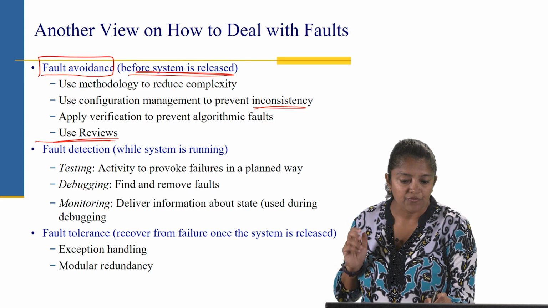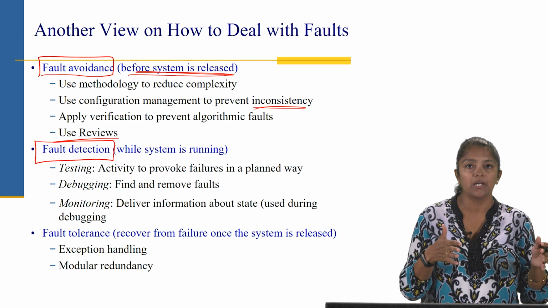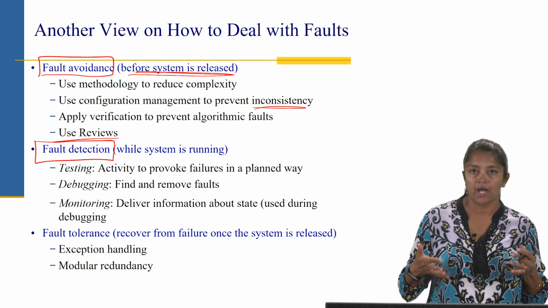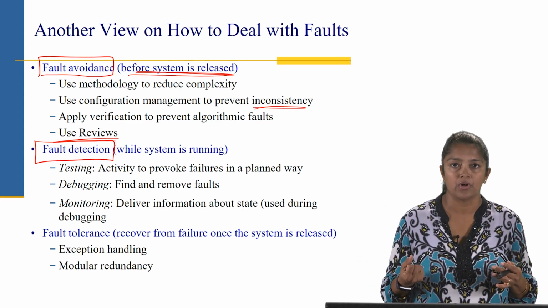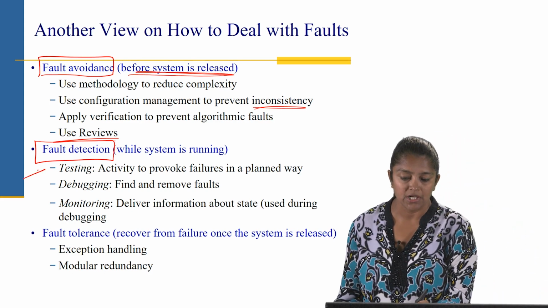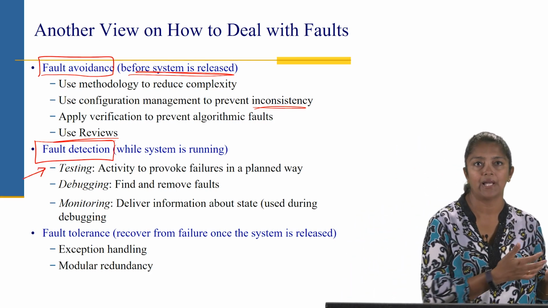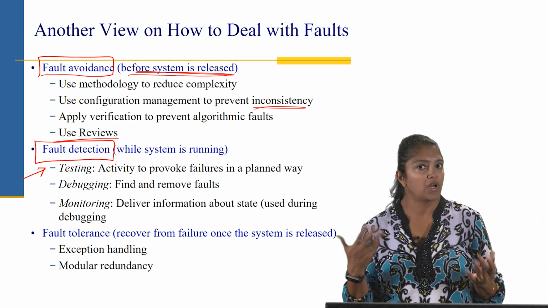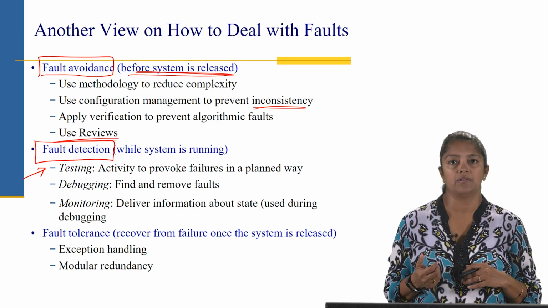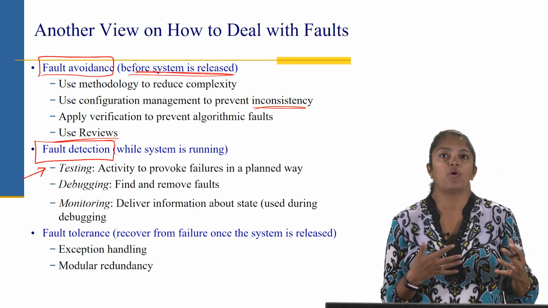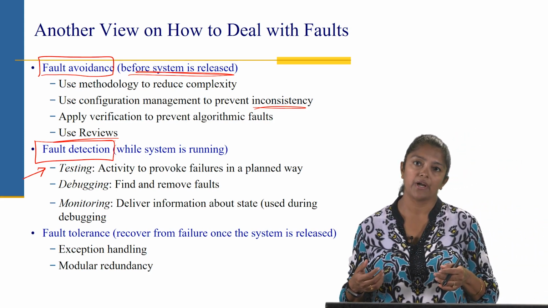The second technique is fault detection. This is once the system has been built and once it is running, what do we do to deal with faults? Our goal is to detect faults, to find them, and the way that can be done is through testing, an activity to provoke failures, and we do this in a planned manner. We have to come up with different kinds of activities and test scripts so that we can try to provoke failures, think of all possible inputs that can be provided to the system, and then make sure the system is behaving the way it should.